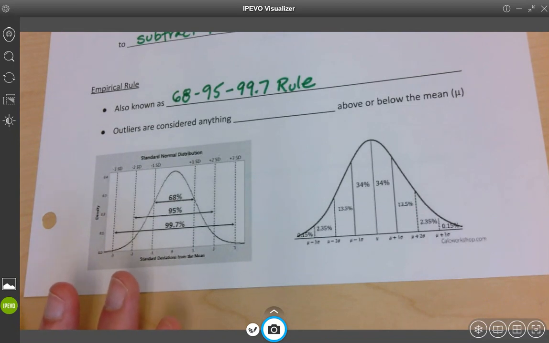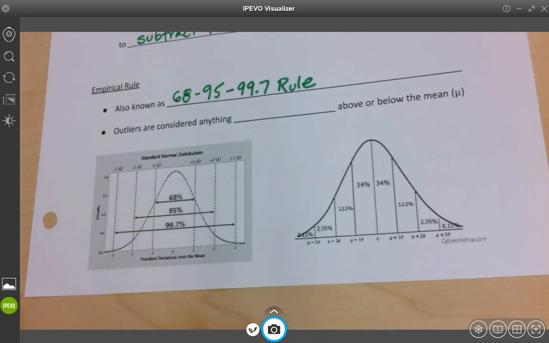Okay, American women, heights are normally distributed, and there's a mean height. And most people, 68% of people, are within one standard deviation of the mean. Now, we don't know how big that standard deviation is. You can look it up. It is a set number. But 68% of women would be within one standard deviation of that mean.